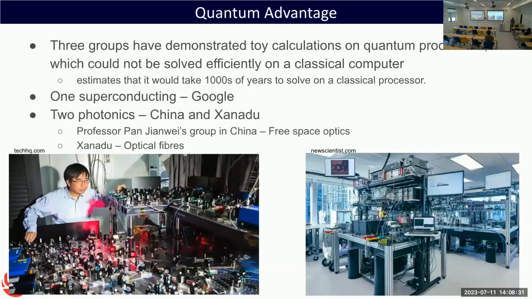Quantum advantage is an interesting concept. Some people have been calling it quantum supremacy. Basically, the status of the field is that there are now 3 groups that have demonstrated something that a classical computer cannot calculate.